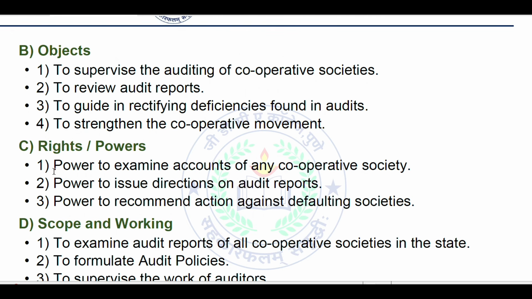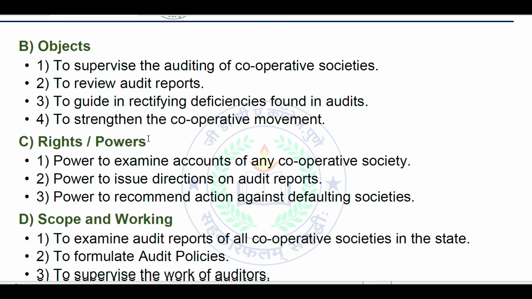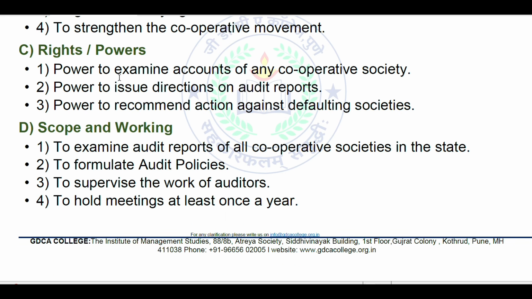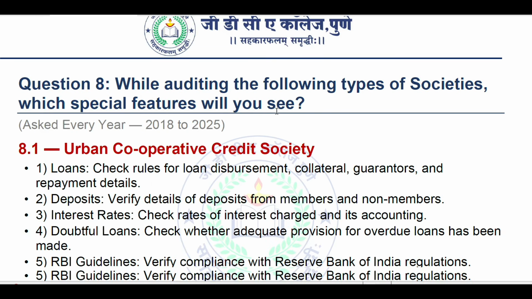Next, B, objectives. What are the objectives? To supervise the auditing of cooperative societies, to review audit reports, to guide in rectifying deficiencies found in the audits, and to strengthen the cooperative movement. Then C, rights and powers: power to examine accounts of any cooperative society, power to issue directions on audit reports, and number 3, power to recommend action against defaulting societies.